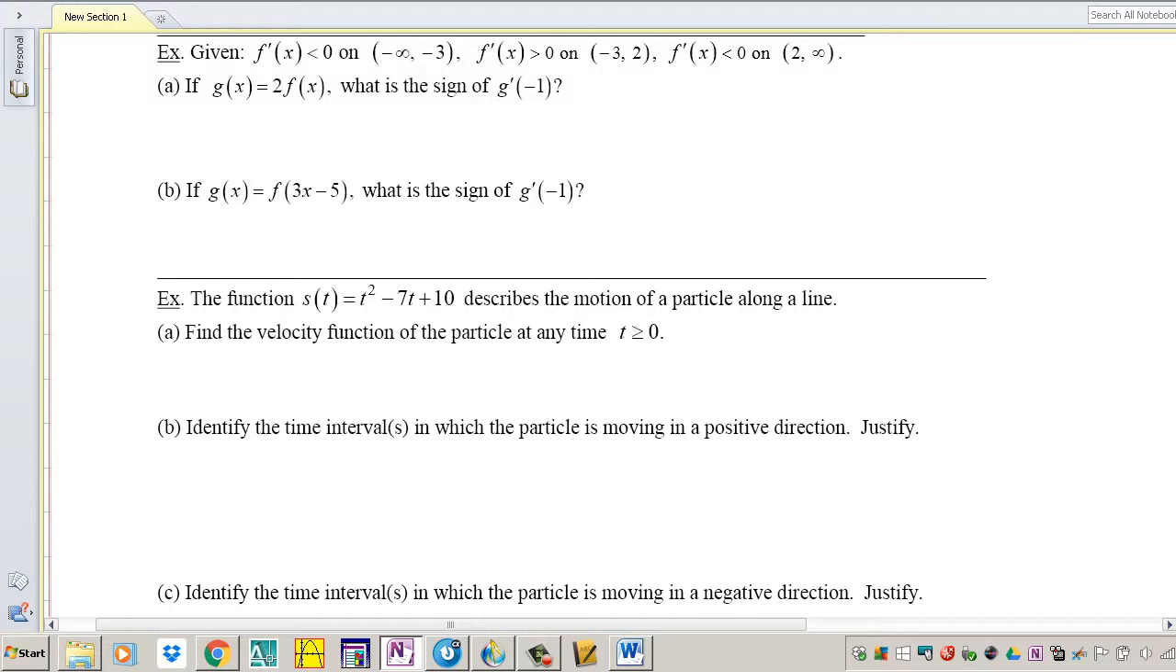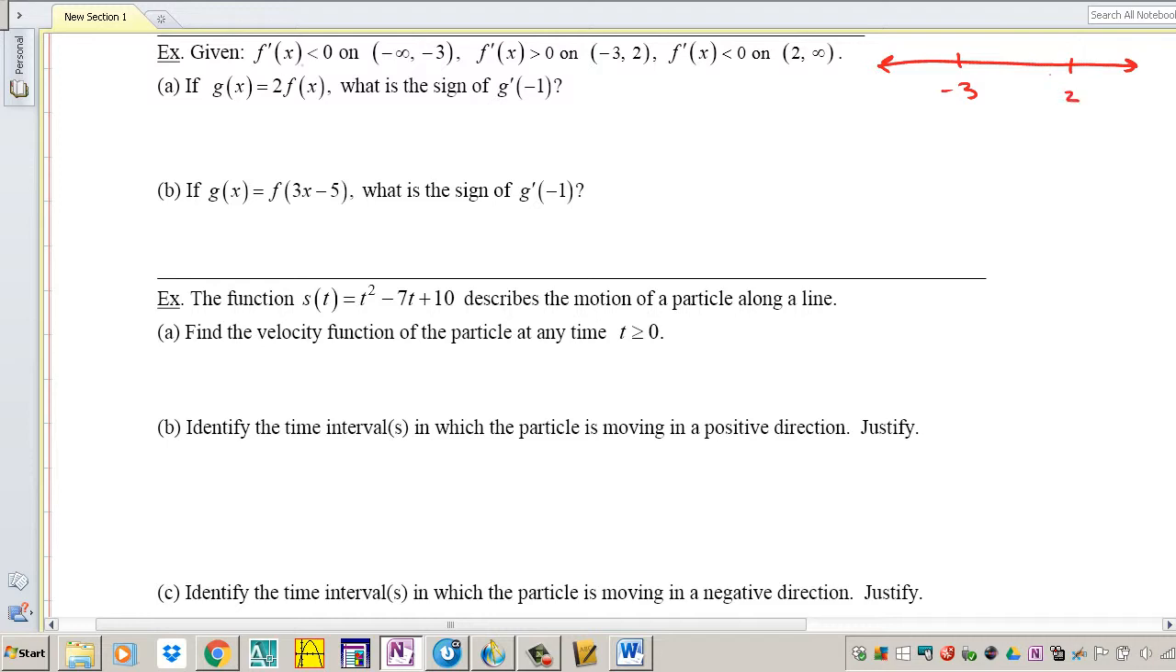Example: given f prime to be negative on negative infinity to negative 3, and f prime to be positive on negative 3 to 2, and again f prime negative from 2 to infinity. So they're giving you the intervals, so if you want to, you could even just already try to graph this using the number line derivative test.